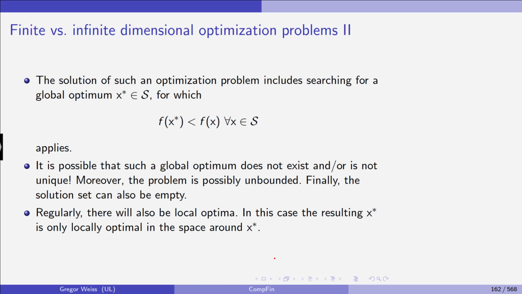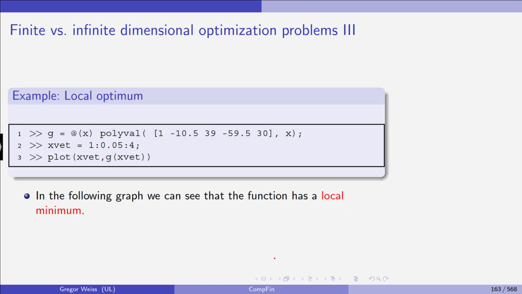It could be that such a global optimum does not exist or is not unique. Moreover, the problem is possibly unbounded, then it could be infinity or minus infinity, and the solution set can also be empty, so then there is no solution. And regularly, there will also be local optima. In this case, the resulting x star is only optimal in a small vicinity, in a small neighborhood around x star. Okay, so what's the local optimum?